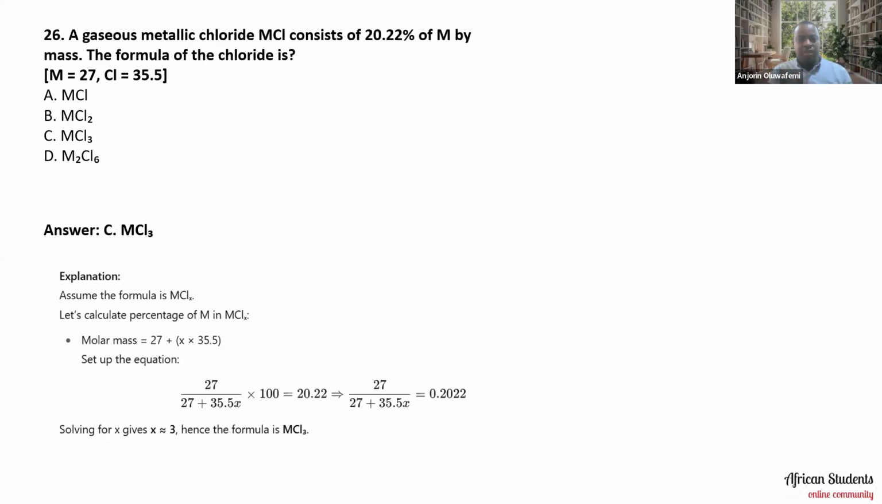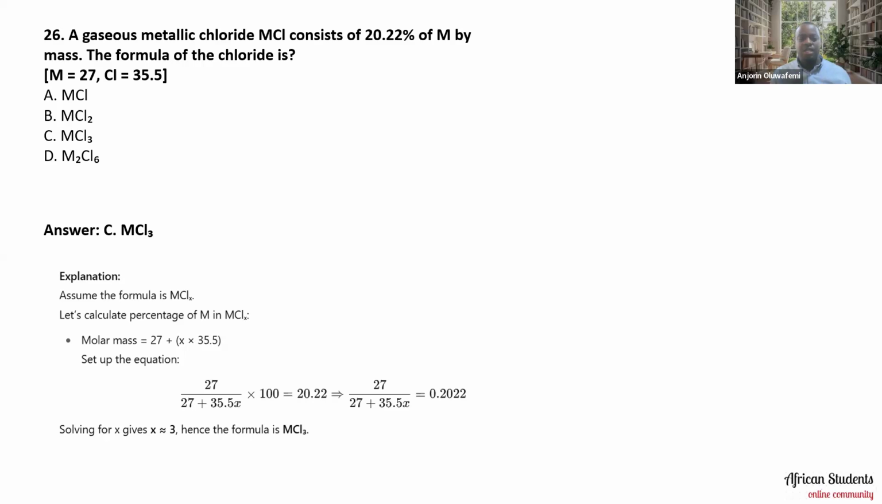Let's start again from the top. Assume the formula is MClX. Now, let's calculate the percentage of M in MClX. Molar mass is 27 for M. Don't forget that it is 27 plus X times 35.5. Now, when we set up the equation, we have 27 divided by 27 plus 35.5X multiplied by 100, which will be equal to 20.22, which is the percentage, okay?